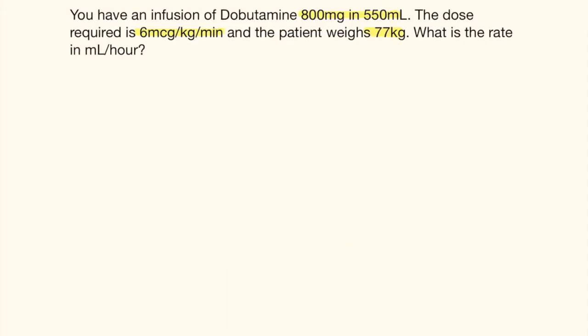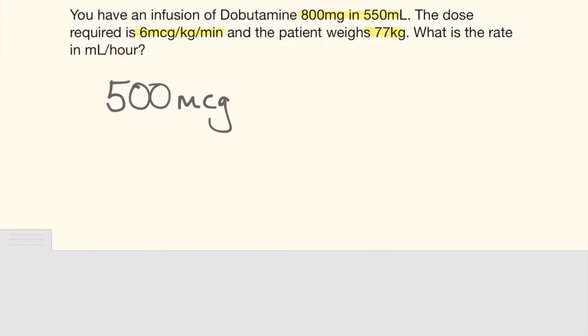First thing I'd do is round off a few things. So that weight, that's 77 kilograms, I might round off to 80 kilograms. So I need 6 micrograms per kilogram. 6 times 80, well, 6 times 8 is 48, so 6 times 80 must be 480. And I'm going to go ahead and round that 480 off to 500 because I know it's going to make the calculations I need to do later on easier if that's a nice round 500 figure. So I need 500 micrograms per minute.